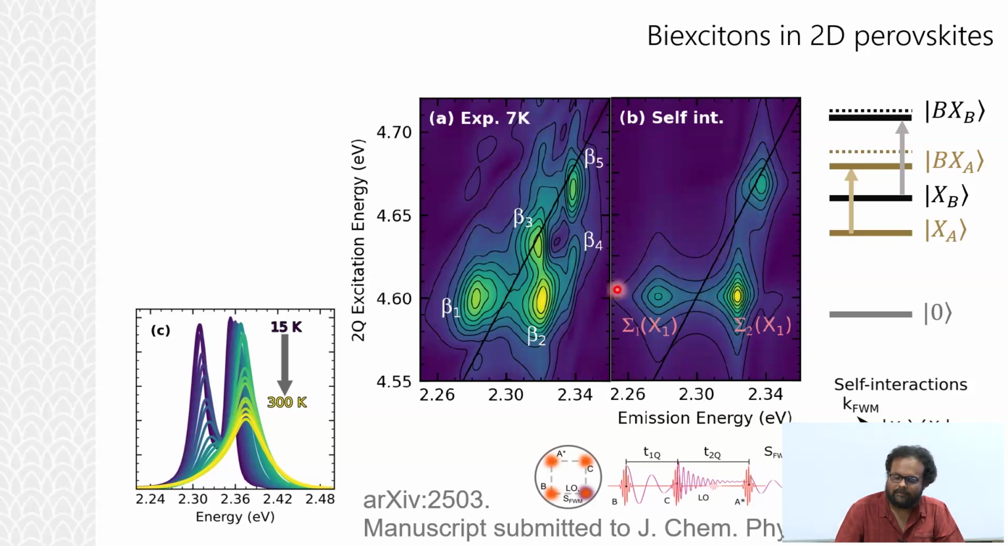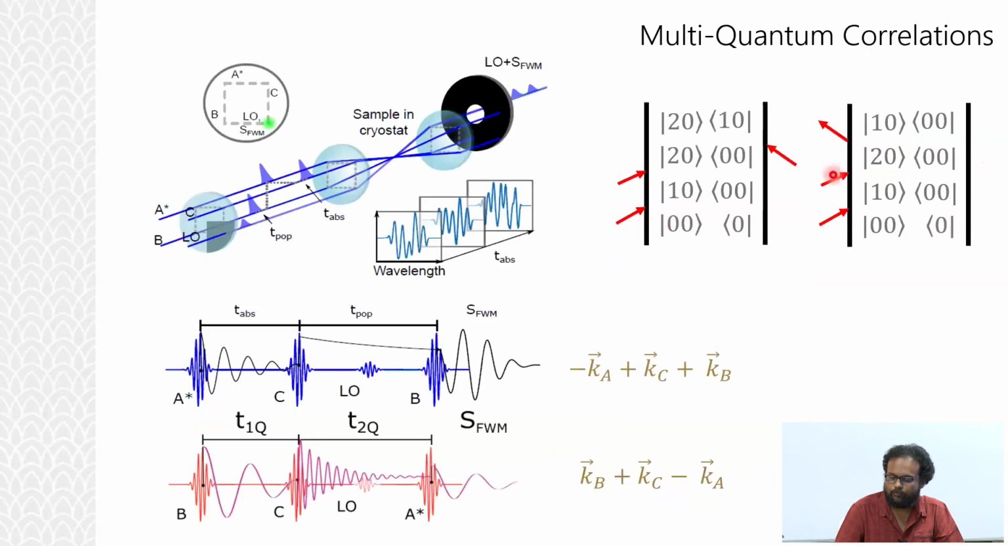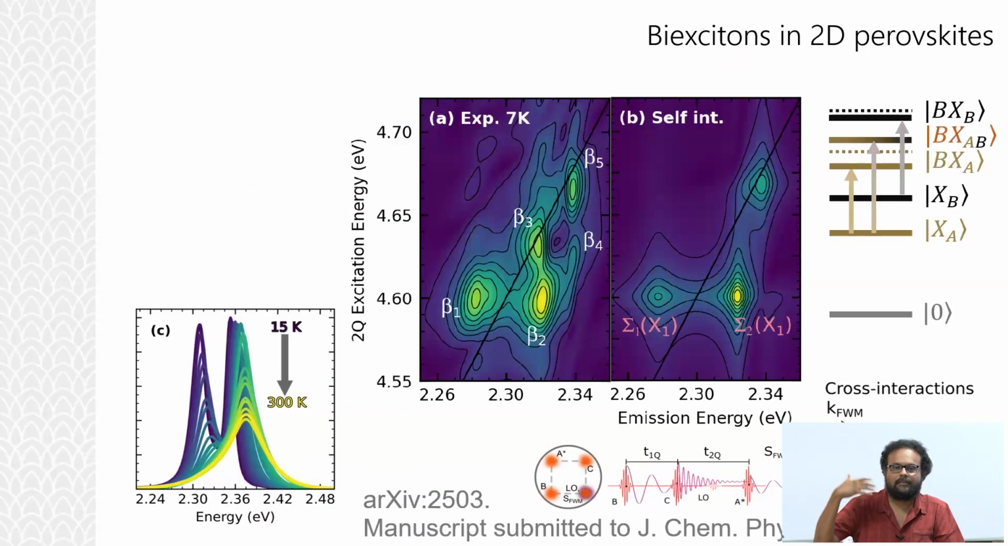In addition, you have this additional feature. Remember, there are two pathways. So what I showed you below the diagonal is this pathway. You have the other pathway too. So this is another manifestation of multidimensional spectroscopy, where you not only correlate one quantum energies like in rephasing or non-rephasing, but you can also correlate one quantum with two quantum energies.